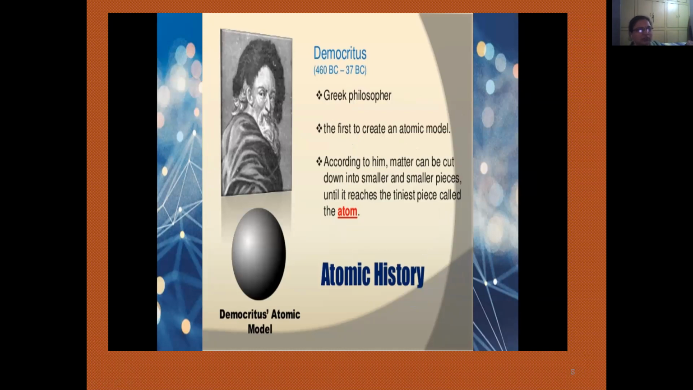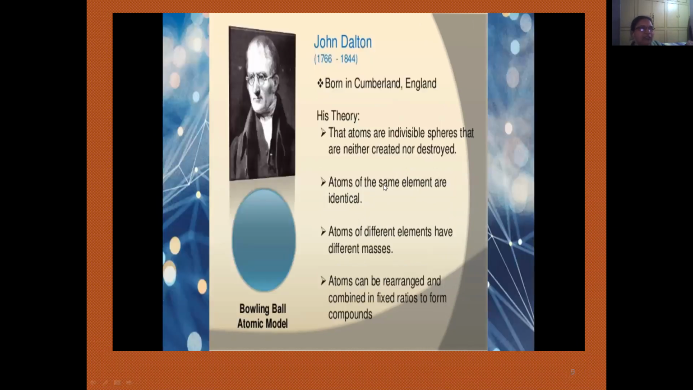Then we are going for the history part now, that is atomic history. If we know the history part, then we will come to know how difficult it was for a scientist to tell about an atom or discover an atom. Democritus was the first scientist. He was a Greek philosopher, and he was first to create an atomic model. According to him, matter can be cut down into smaller and smaller pieces until it reaches the tiniest piece called the atom.